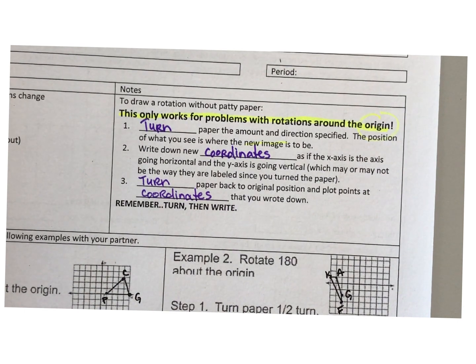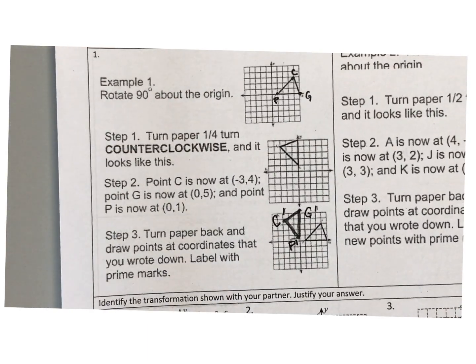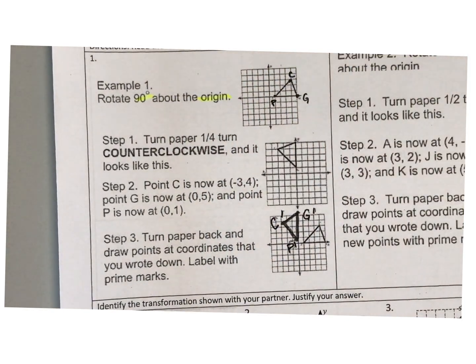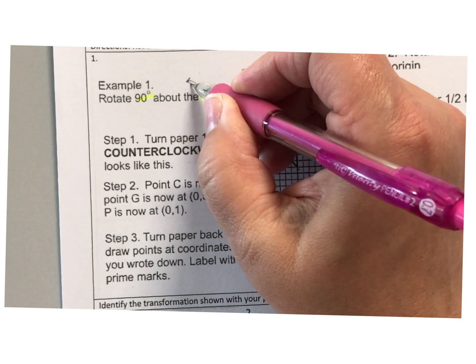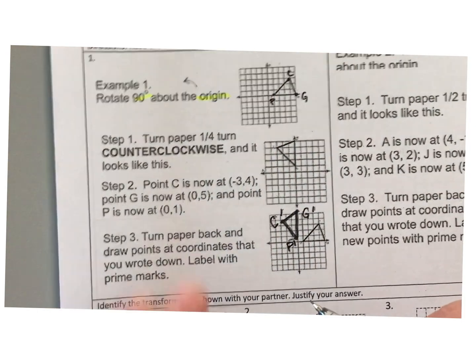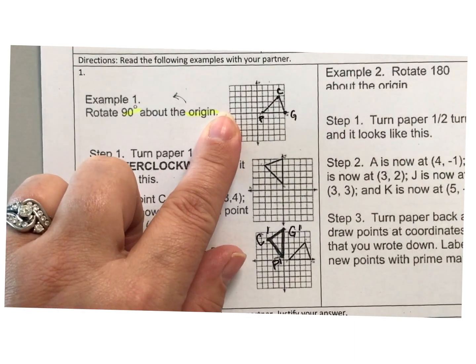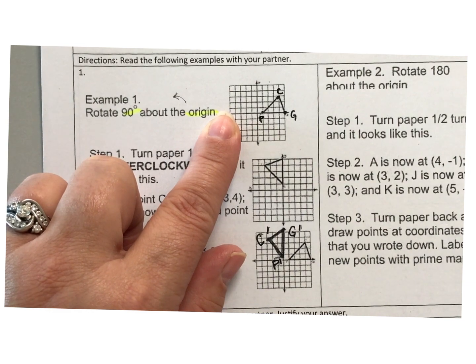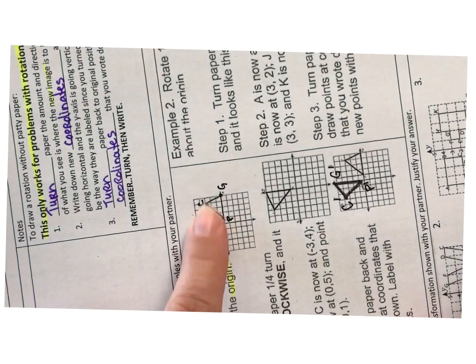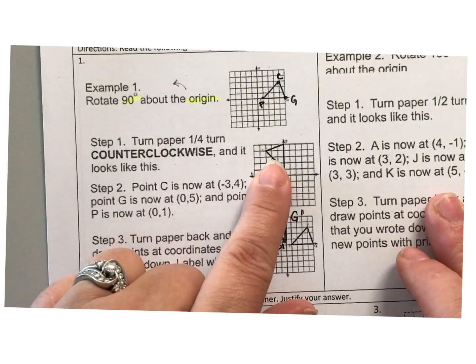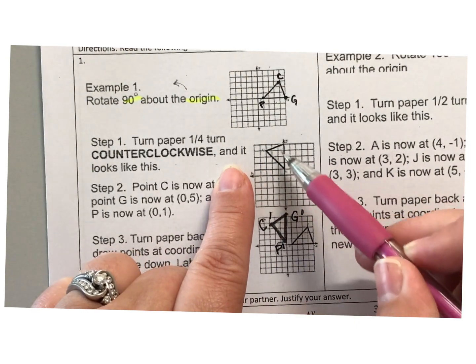So I'm going to show that to you. Let's look at example number 1. It says we're going to rotate 90 degrees about the origin. Remember, it doesn't tell us which way to turn it. It is always counterclockwise, or to the left. So I take this whole page and turn it to the left once, and we get this picture. We turned it to the left once. This is the new picture.